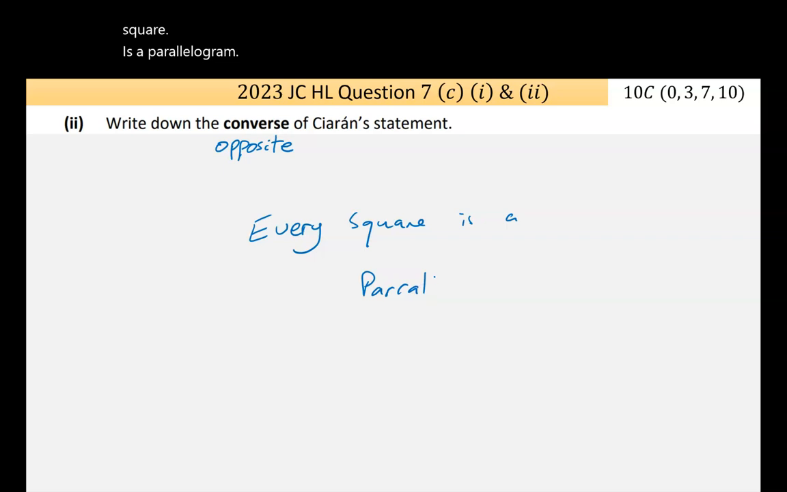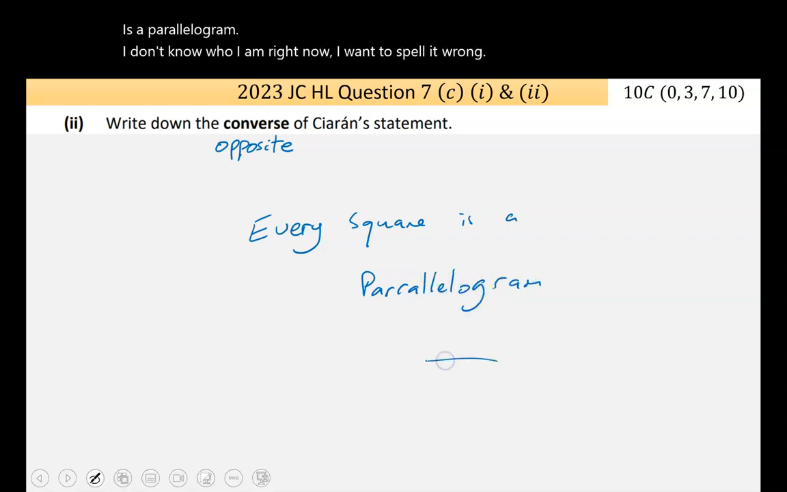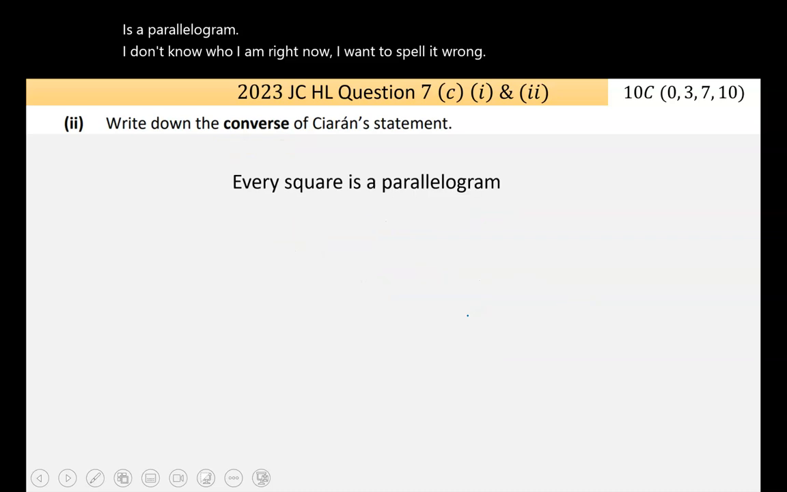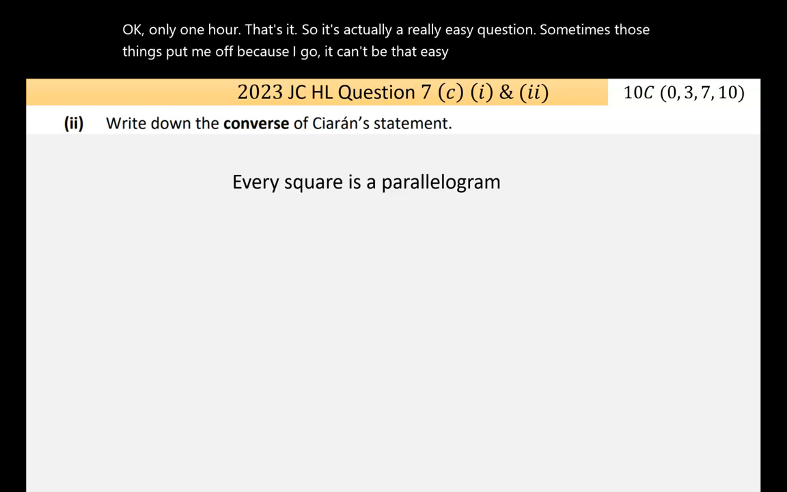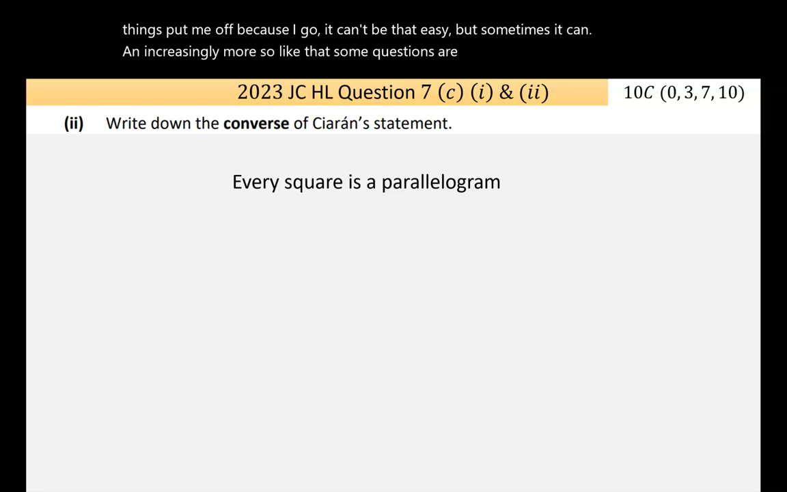I don't know why I'm writing that because I want to spell it wrong. I did spell it wrong. Okay, only 1 hour. That's it. So it's actually a really easy question. Sometimes those things put me off because I go, it can't be that easy, but sometimes it can. And it's gotten increasingly more so like that. Some questions are very direct.